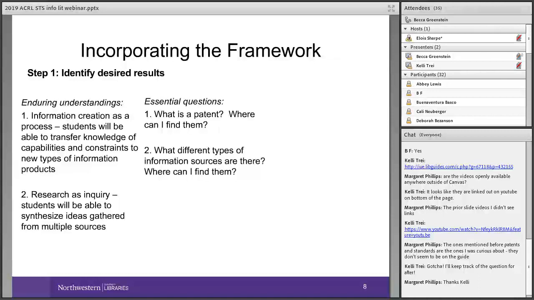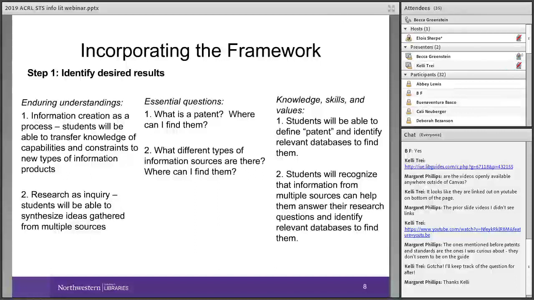And for RI, I thought of what different types of information sources are there and where can I find them? So then based on those essential questions, we then come up with knowledge, skills, and values. So these are sort of your learning goals. This is what we would like to happen in your session. So for ICP, students will be able to define patent and identify relevant databases to find them. And for RI, students will recognize the information from multiple sources and help them answer their research questions and identify those databases. So this is step 1. What are the results that I'd like? Again, using the framework and the ID process.